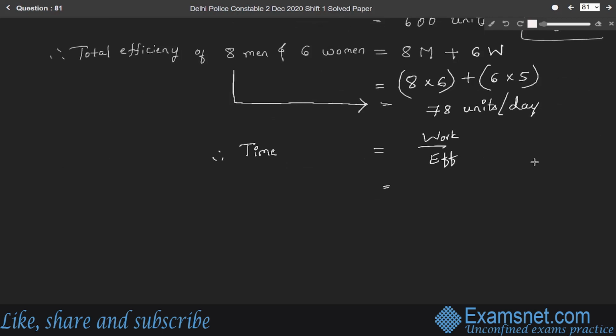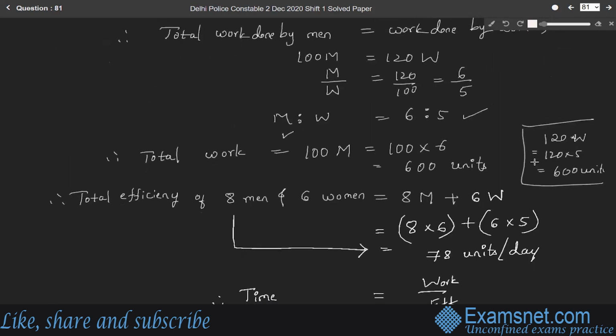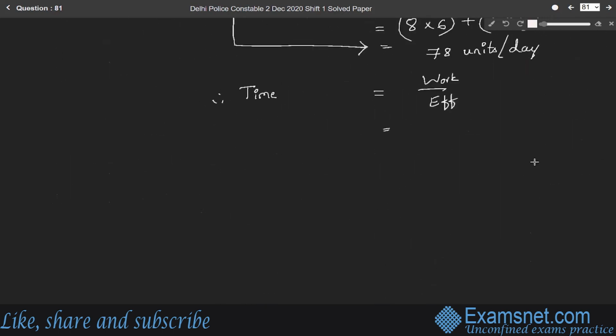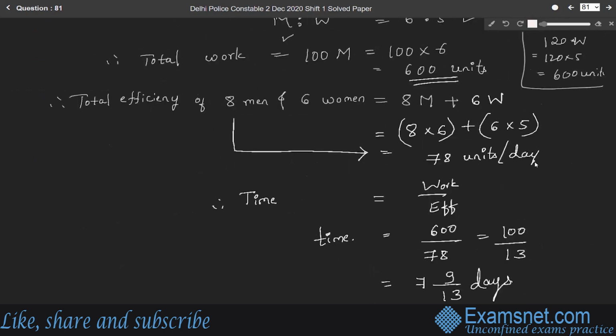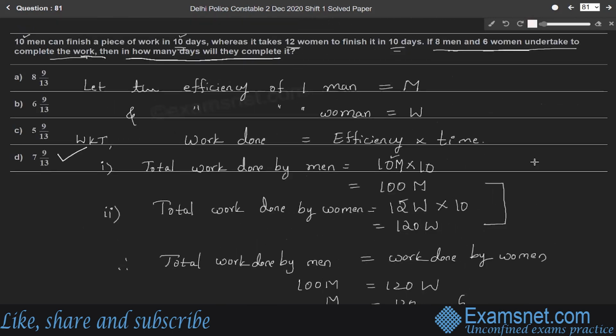Work by efficiency. So, what is the work? Total work, that is 600 units. 600, efficiency is 78 units per day. Therefore, the time taken by 8 men and 6 women is equal to 100 by 13, right? So, 7 integer 9 by 13 days. So, if 8 men and 6 women undertake to complete the work, they can complete the work in 7 integer 9 by 13 days. Hence, option D is the right answer.